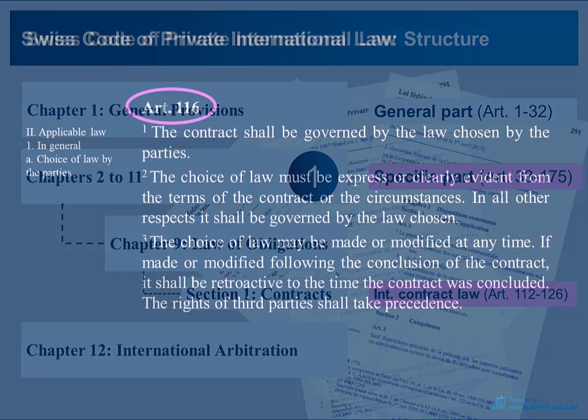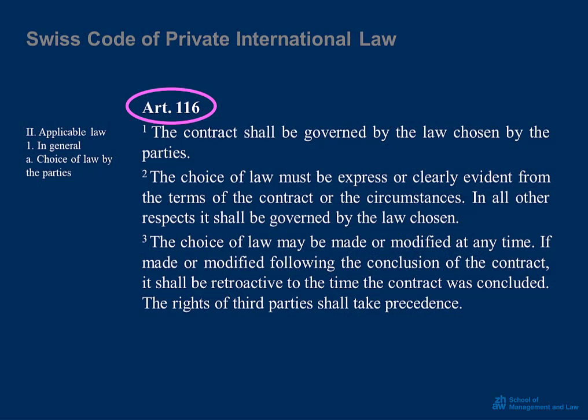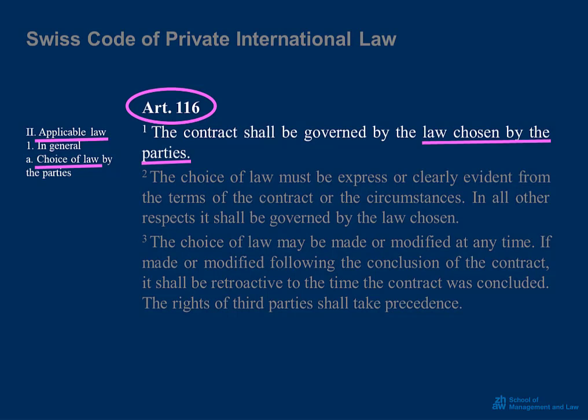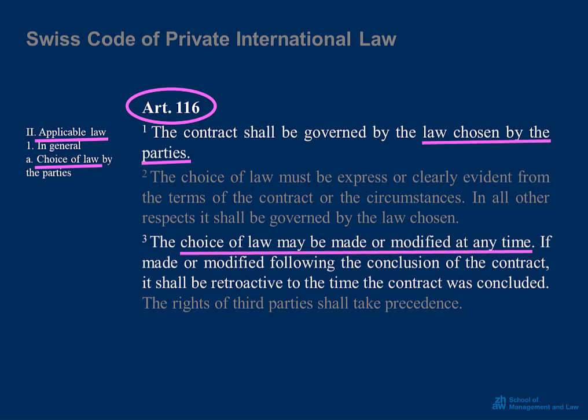And here we can find Article 116 that opens the series of articles referring to the applicable law. According to Article 116, paragraph 1, the contract shall be governed by the law chosen by the parties. And paragraph 3 adds, the choice of law may be made or modified at any time. If made or modified following the conclusion of the contract, it shall be retroactive to the time the contract was concluded. So as you can see, the parties are always free to make their own choice of law. And this can be done in the original contract by including a so-called choice of law clause.